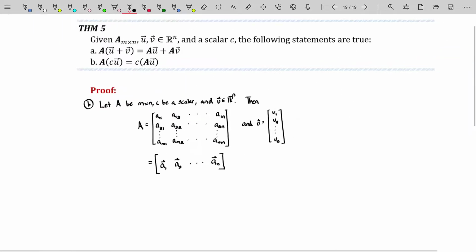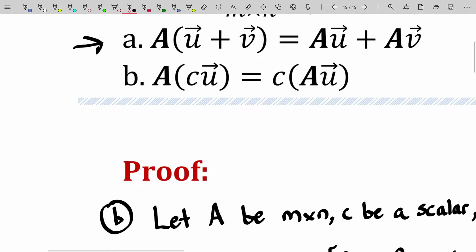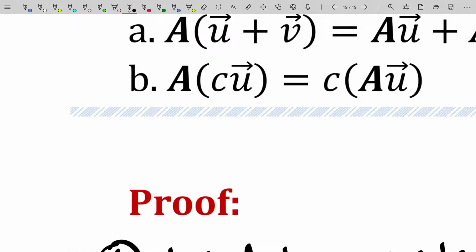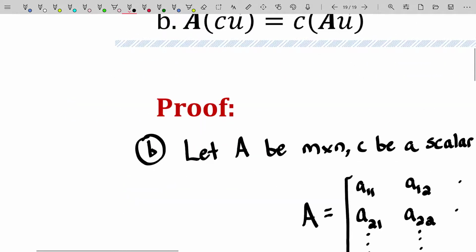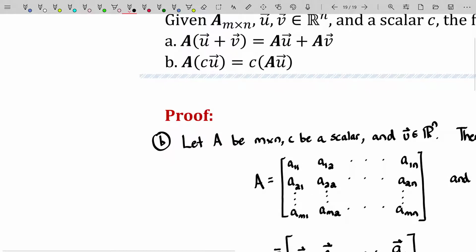And you would also for proof A as well, technically. Now what we're going to do is start on the left-hand side of B here. We're going to take the matrix A and multiply it by the scalar multiple c times u. Now you cannot make any assumptions. Like you cannot say, oh, therefore c moves out front. No, you cannot make that assumption.